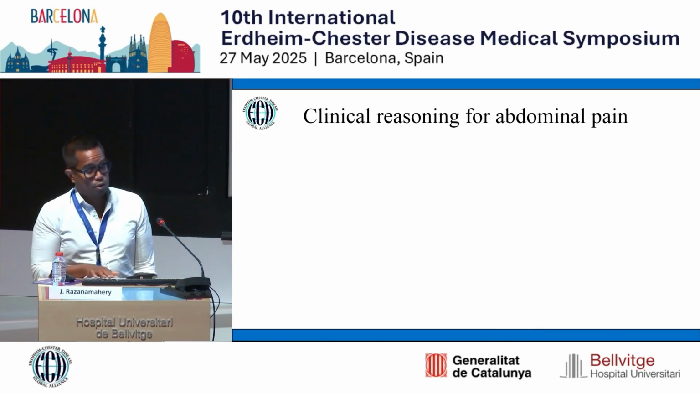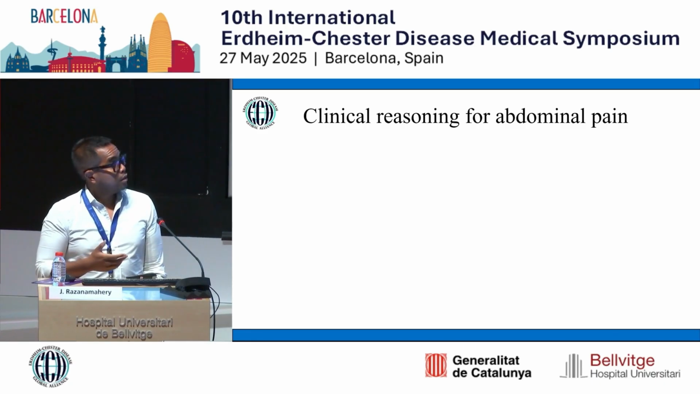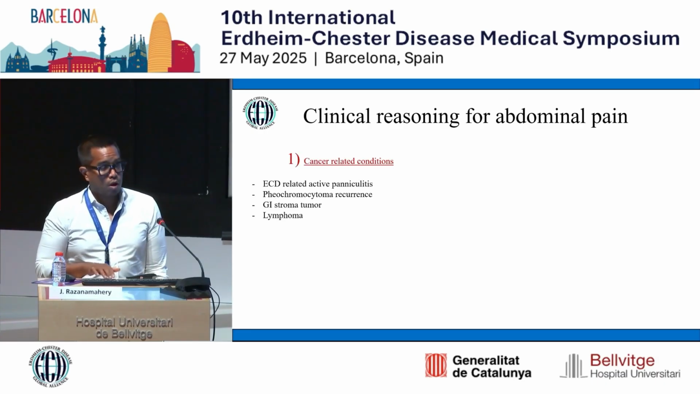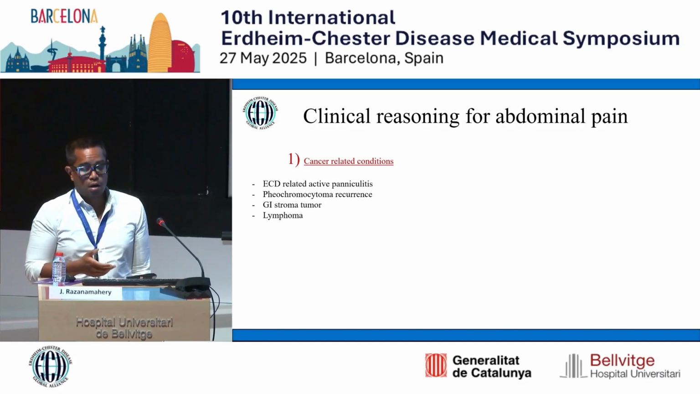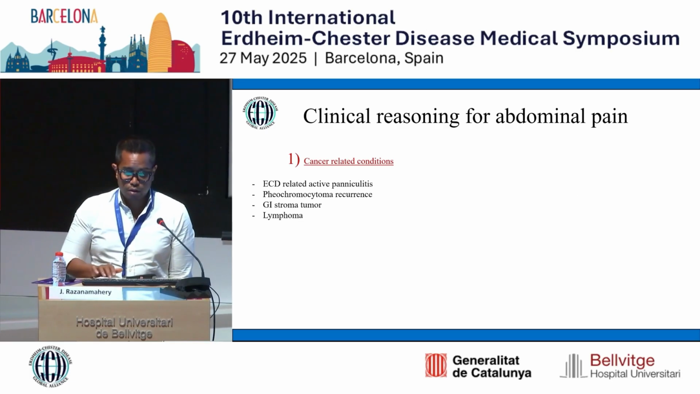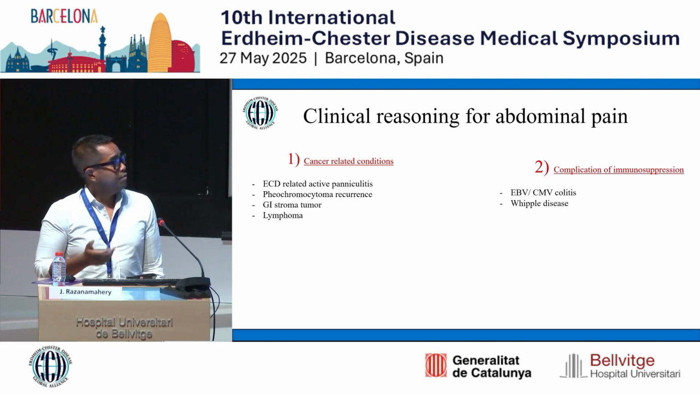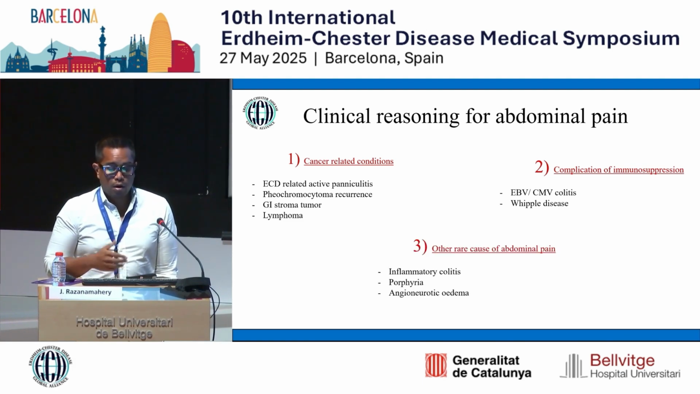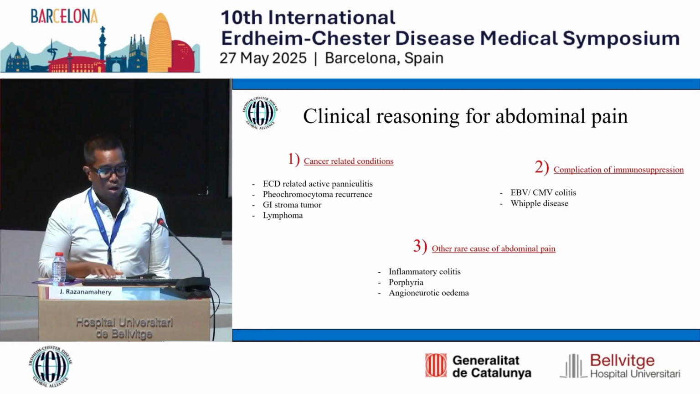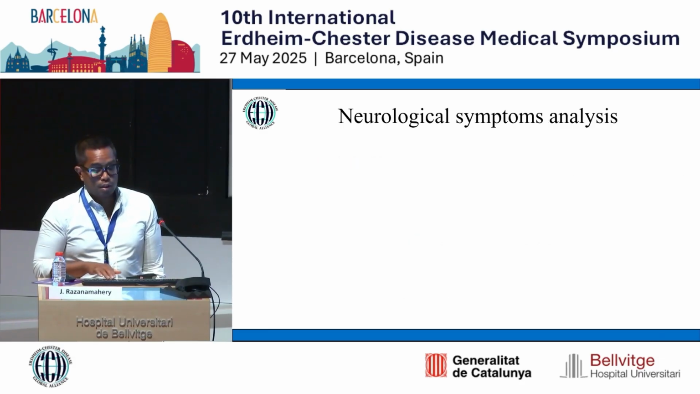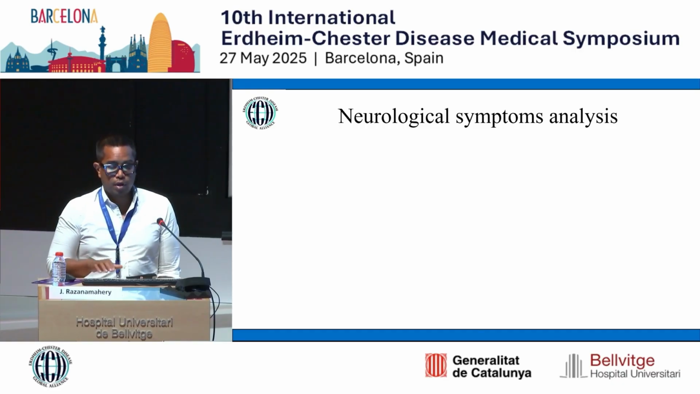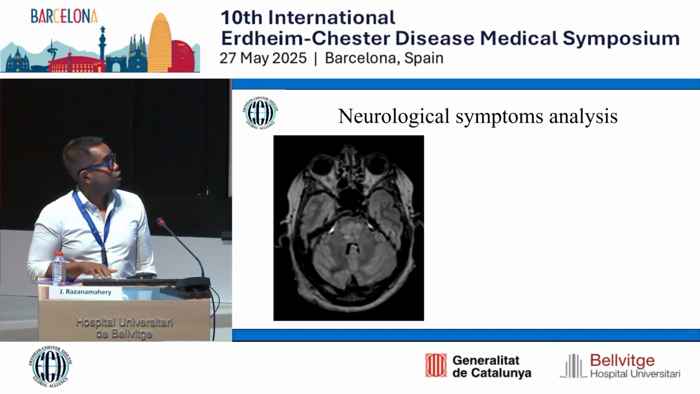So first, we had to make the differential diagnosis for the abdominal pain. So is it related to cancer? So ECD panniculitis, pheochromocytoma, another digestive cancer, or lymphoma induced by the immunosuppressive agent. Secondary, it can be a complication of the immunodepression, so EBV colitis, Whipple disease, and so on. And other causes of abdominal pain like inflammatory colitis, porphyria, or angioneurotic edema. So this is the first thing that we have to do, and then we have to deal with the neurological symptom and the pathological imaging.